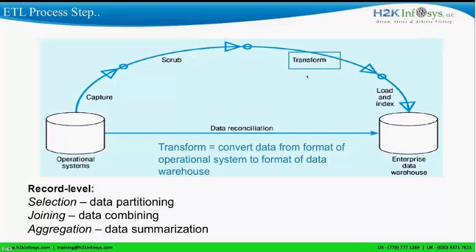Other than that, there are record level transformations that we do, which are selection, joining, and aggregation. What we do in selection is, for example, out of your source data, you are only supposed to select certain data. Let's suppose the CEO requires all the data for all the orders which are currently pending. So you will select all those data which are actually pending, and you will filter out all the data which are completed. Selection of the data is something that you can do here.